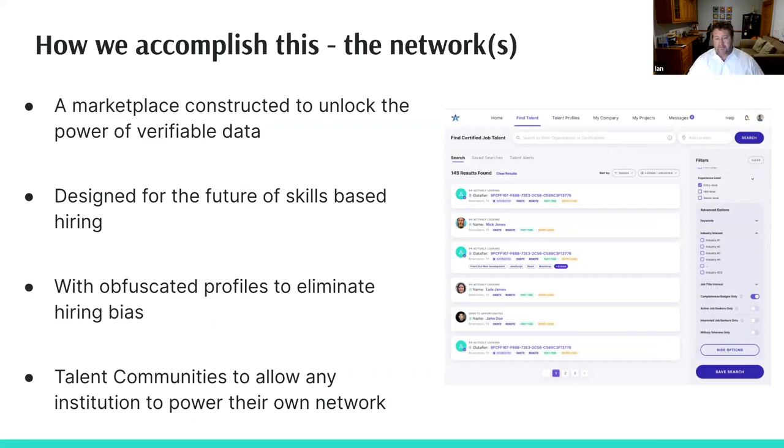And when you bring in learning and employment record data into it, these talent networks become more powerful. This product is designed for the future of skills-based hiring. It's designed to obfuscate information that can lead to unconscious bias being applied to hiring decisions. And now with talent communities, it's been put in a format that any organization can launch without having to invest heavily in technology.